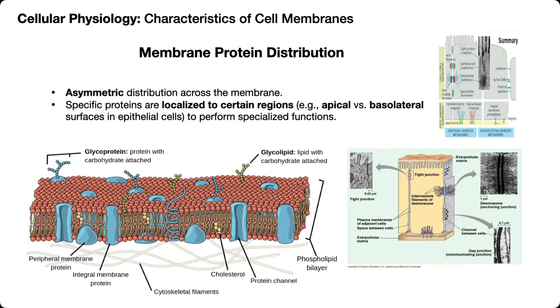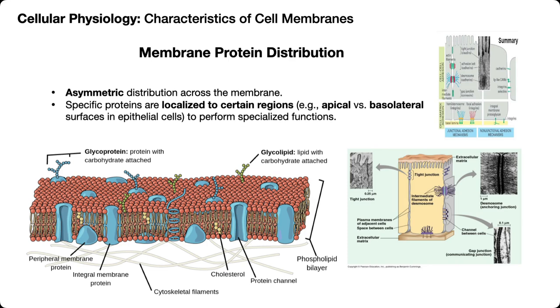Okay, so here we're going to look at the protein distribution throughout the membrane. Now again, let's imagine the cell membrane is like a big wall around the castle. You have all these workers on the wall. Think of those as the proteins, okay? Not all of these workers are going to have the same job. They're all not going to be found in the same place.